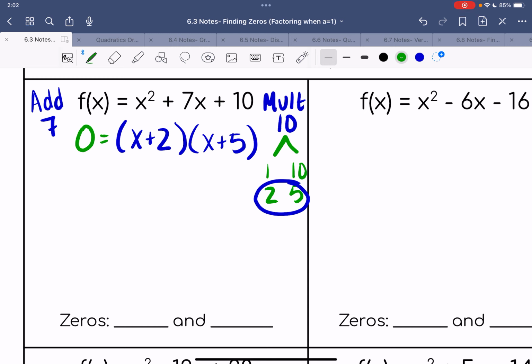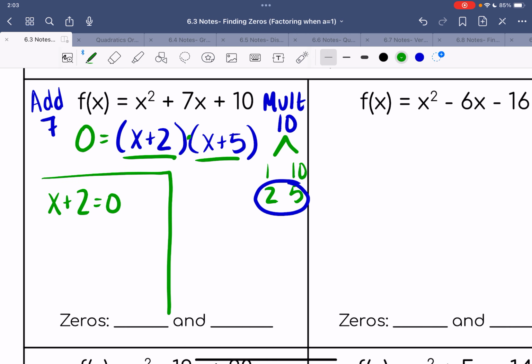These two factors are currently being multiplied together. With multiplication, 0 times anything equals 0. So if this equals 0, the entire equation would equal 0. If this equals 0, the entire equation would equal 0. So what we're going to do is take each of those factors and set them equal to 0. So we're going to set x plus 2 equal to 0 and solve. And then we are also going to set x plus 5 equal to 0 and solve. So these are just going to be super simple equations to solve.